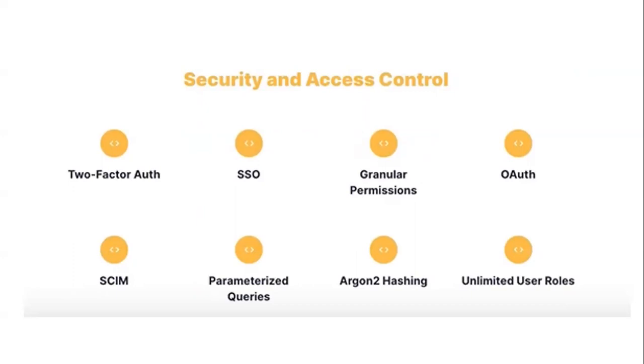Security and access control: two-factor authentication, SSO, granular permissions on the basis of data, or we can provide conditional permissions. OAuth is available. So, for example, if you want to access some data, and your role and the permissions given to you are not valid, then you are unable to access that particular data item. So this much security we can provide by means of Directus.